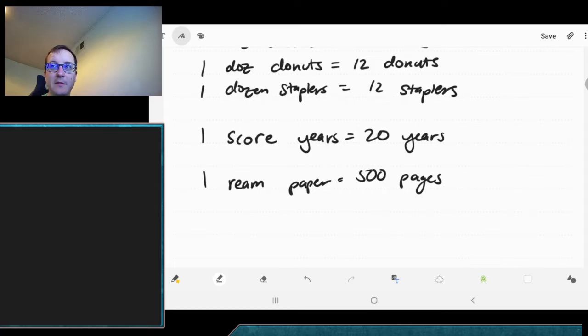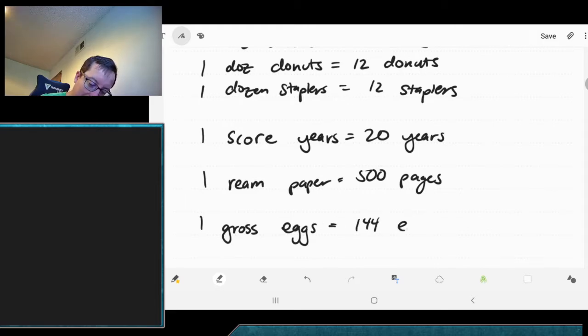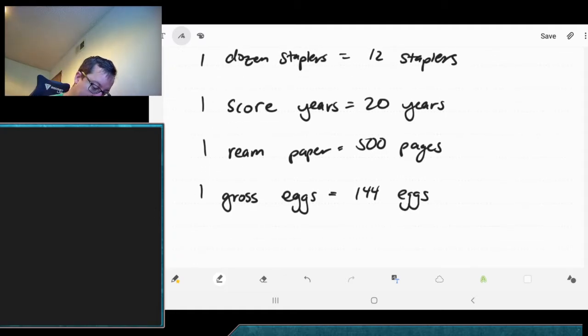Ream is really kind of a specific one. 1 gross of, I don't know, of eggs is 144 eggs. These are all words that we have in English to describe numbers of things. We have one for 10,000 as well. 1 myriad.